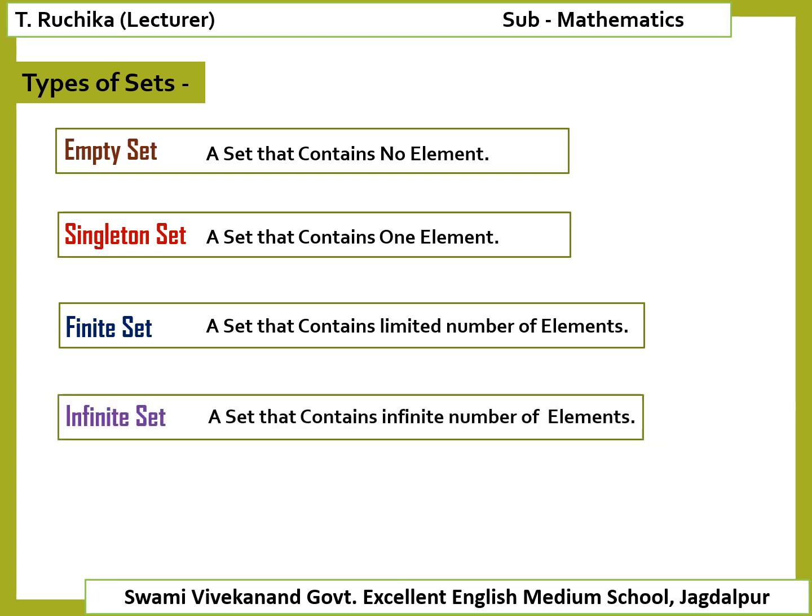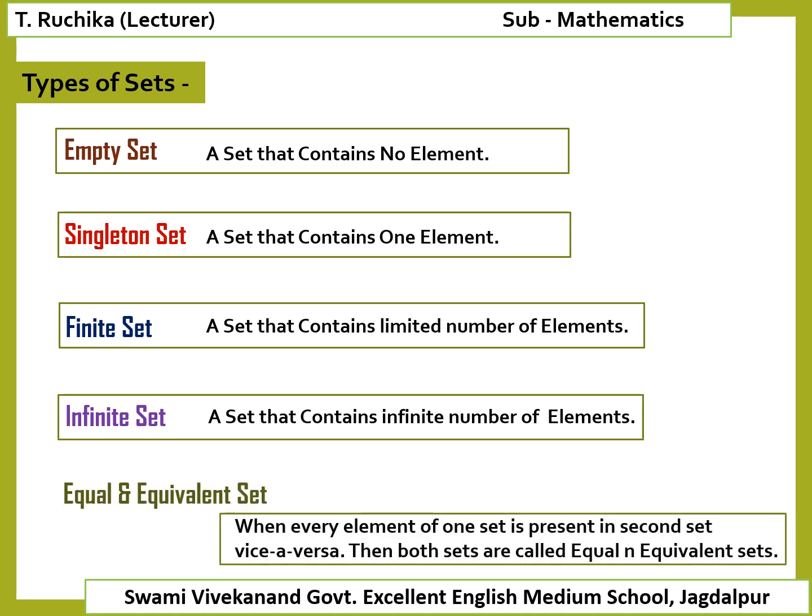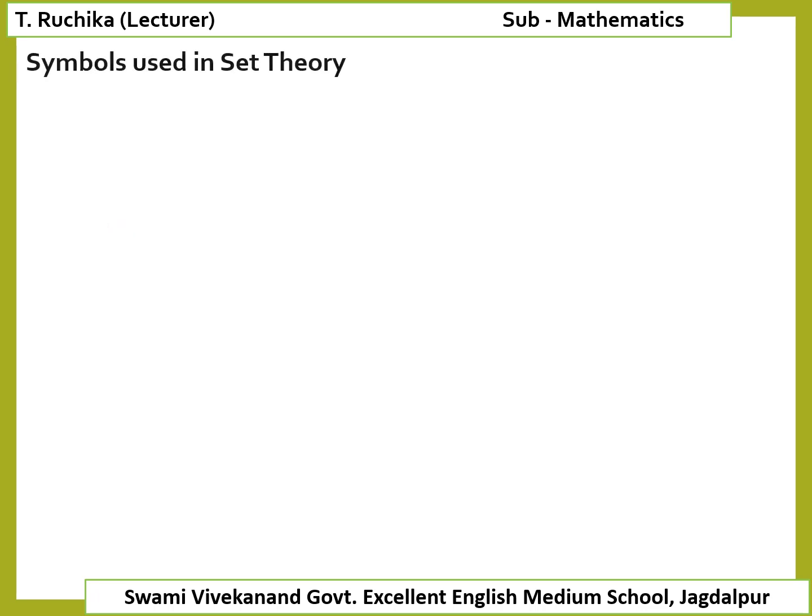Another set is infinite set. A set that contains infinite number of elements. Infinite number of elements means uncountable number of elements. The best example is stars in the sky. That is infinite. So it comes under infinite set. Next is equal and equivalent set. When every element of one set is present in the second set or vice versa, then both the sets are called equal and equivalent sets.